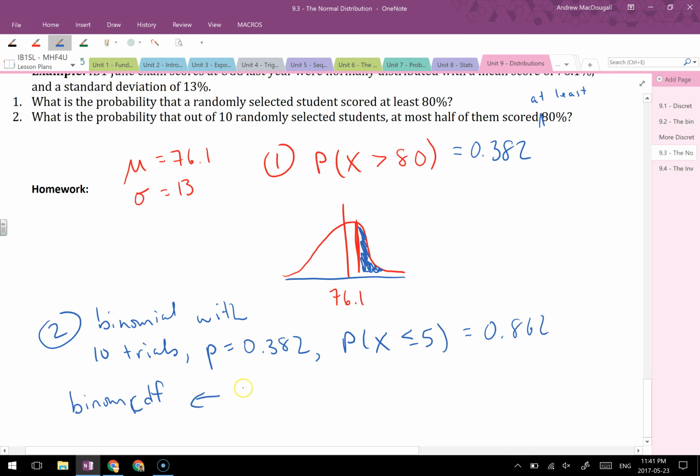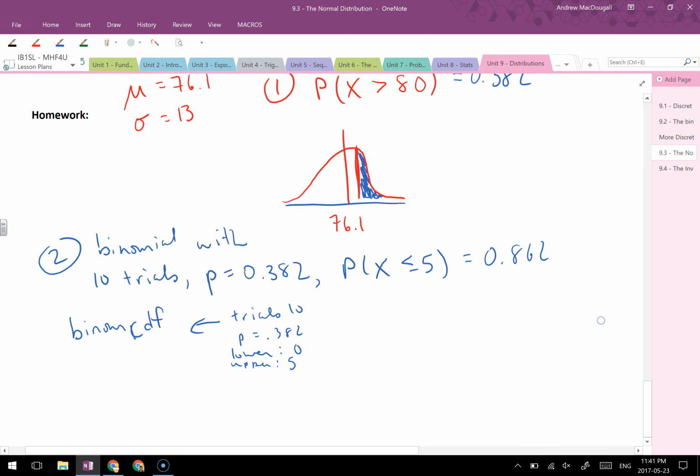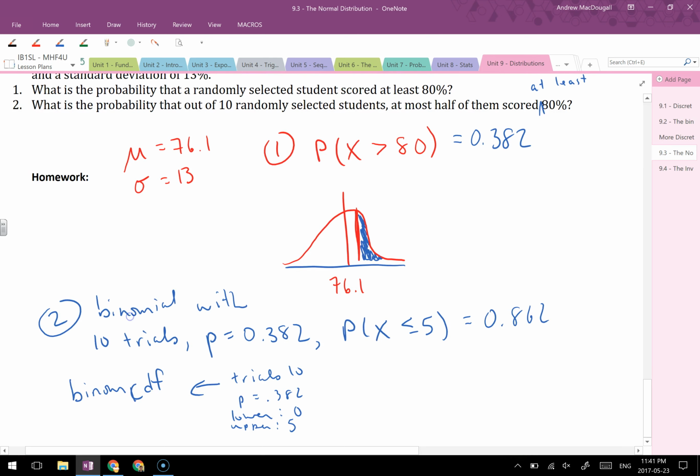And again, on my calculator, what I put in there was trials 10, probability 0.382, lower bound 0, upper bound 5. So that's kind of a nice question that combines continuous and discrete probability.